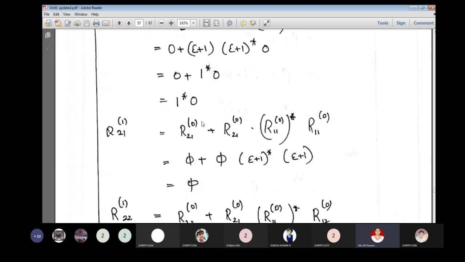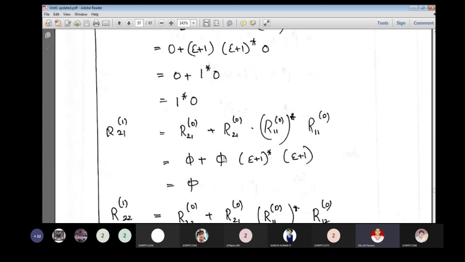Next, what we are supposed to find out is R21 power 1. What is R21 power 1? Substitute the formula, then you'll get R21 power 0 plus R21 power 0 dot R11 power 0 the whole star R11 power 0. So we know R21 power 0 is pi. So pi plus pi dot epsilon plus 1 the whole star epsilon plus 1.